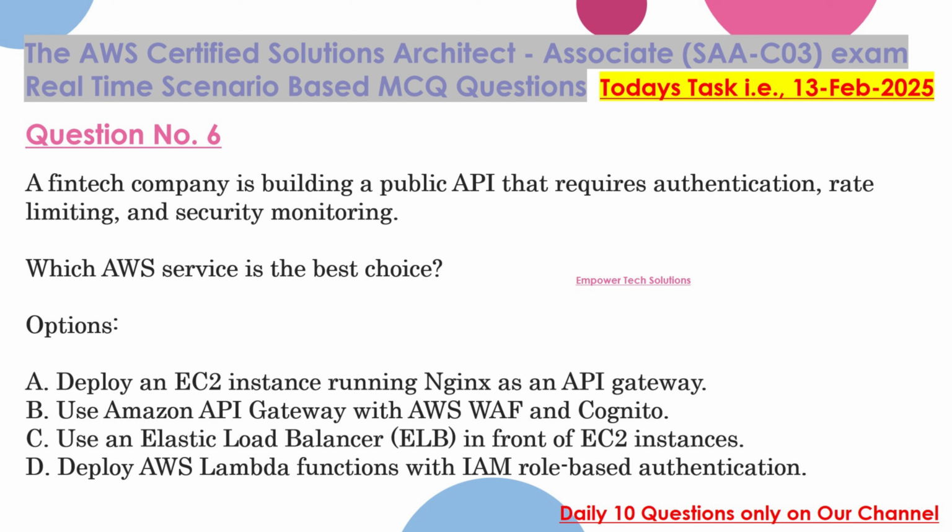Which AWS service is the best choice? Options: A. Deploy an EC2 instance running Nginx as an API gateway. B. Use Amazon API Gateway with AWS WAF and Cognito. C. Use an Elastic Load Balancer, ELB, in front of EC2 instances. D. Deploy AWS Lambda functions with IAM role-based authentication.